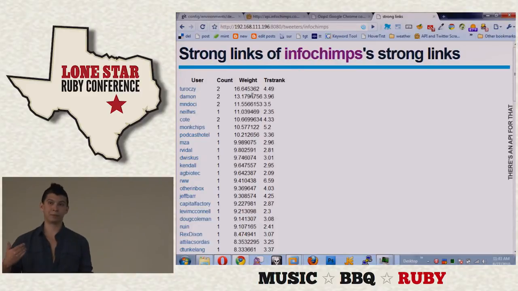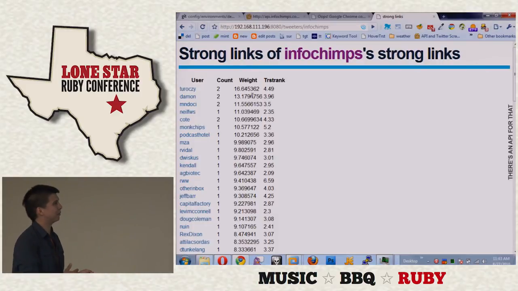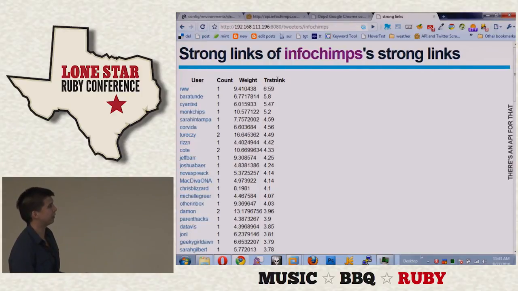So if you have a friend who's really into Justin Bieber, they might show up really high-weighted because they just tweet at Justin Bieber all day saying, I love you, Justin Bieber. That's why you may not want to sort by weight, as it may not be as accurate. Trust rank, again, really cool.